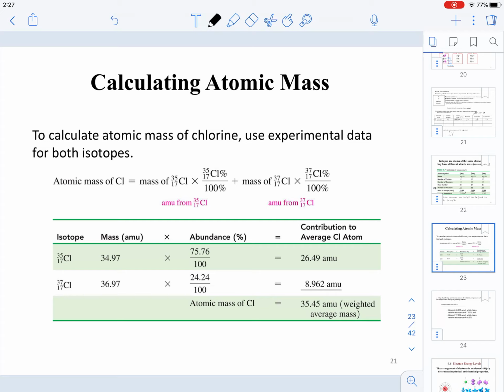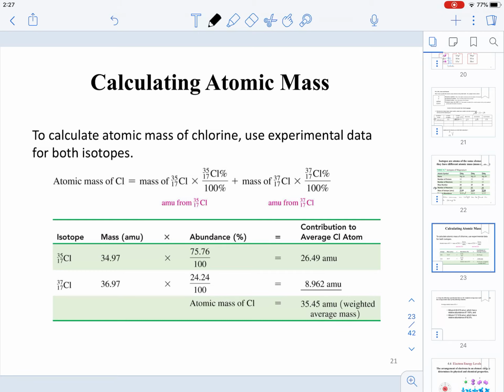So with that, we are now going to understand how to calculate the weighted average mass method for calculating the atomic mass for a particular element. And as you can see here, this comes from experimental data. So somebody in a laboratory is obtaining all of this. Let's look at how this method works.